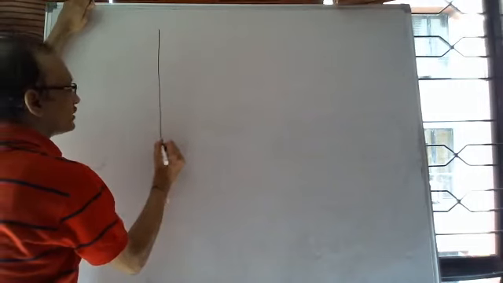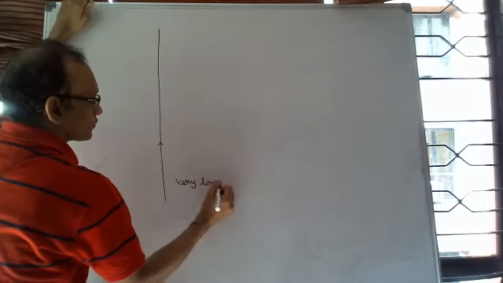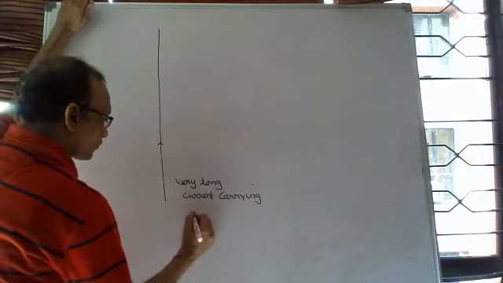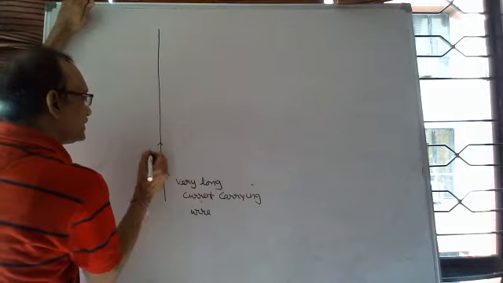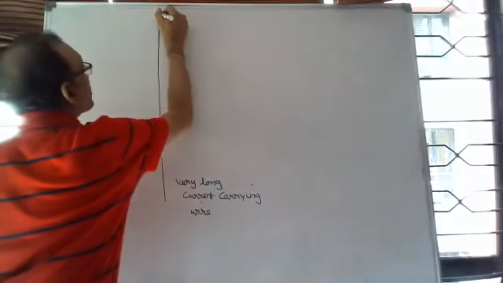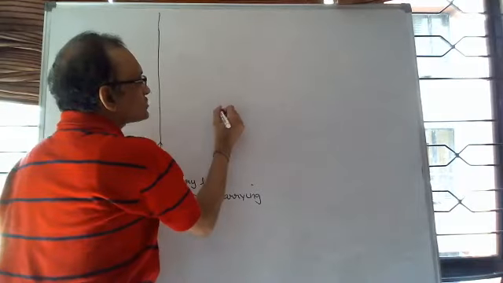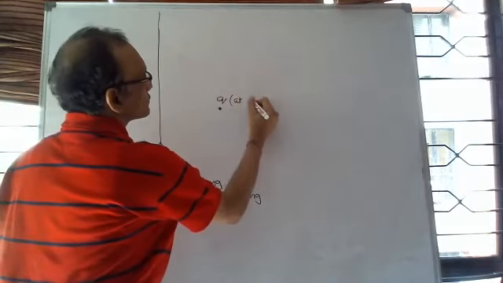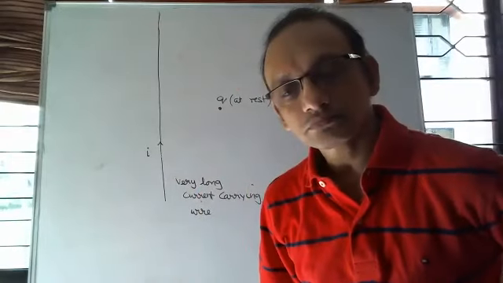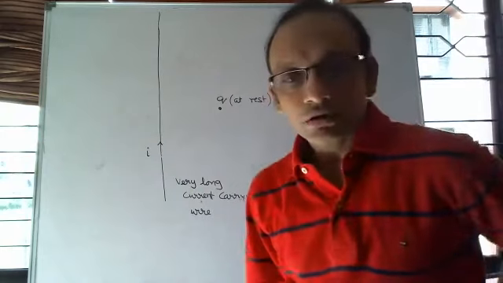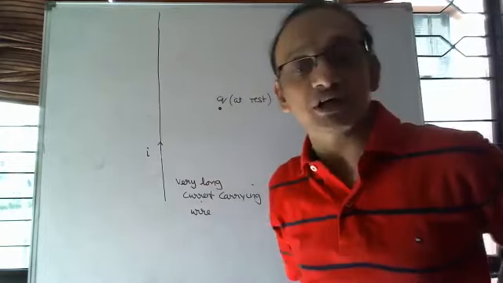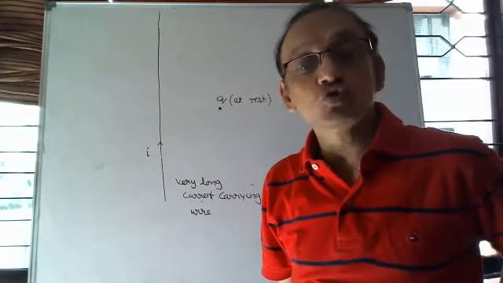Suppose this is a very long current carrying wire, and say it's carrying a current. And there is a charge Q, say a positive charge Q at rest. How will this charge Q respond to this current?